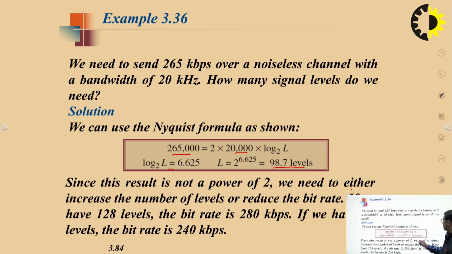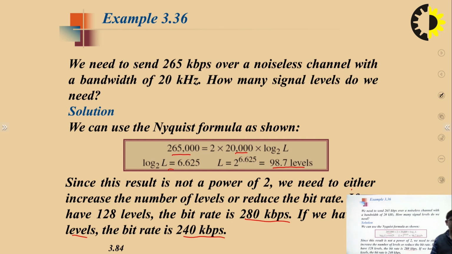So, if there are 98.7 levels, which is not feasible, either we have to treat it as a 128 level, or we reduce it, some formula we have to apply. So if we have 128 levels, the bit rate is 280 kbps. If we have 64 levels, if we reduce it to 64 levels, then the bit rate is 240 kbps.